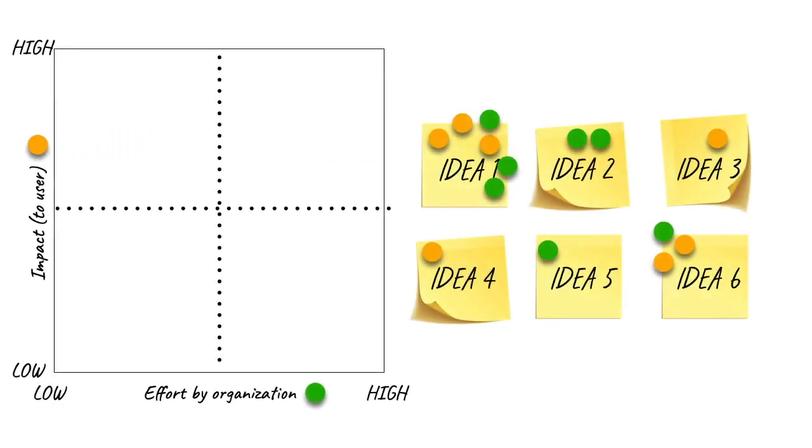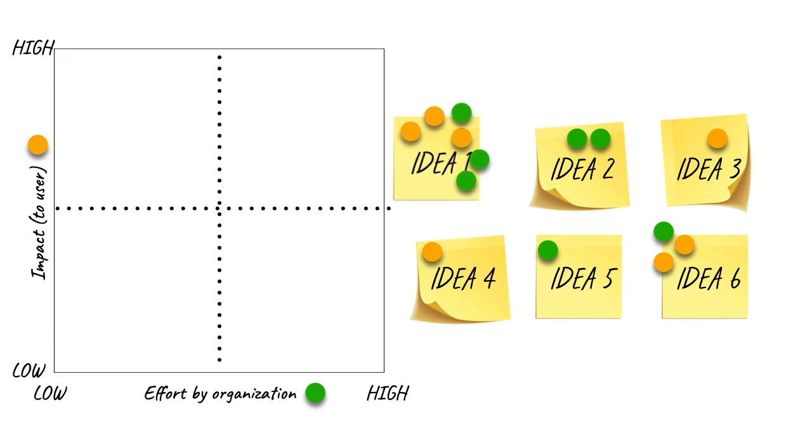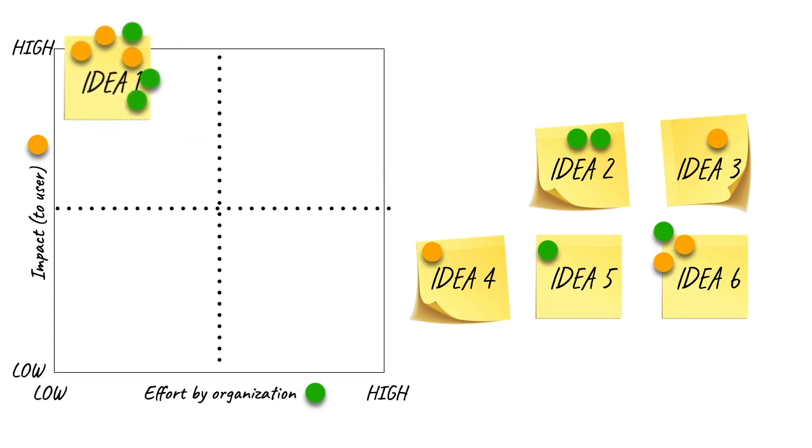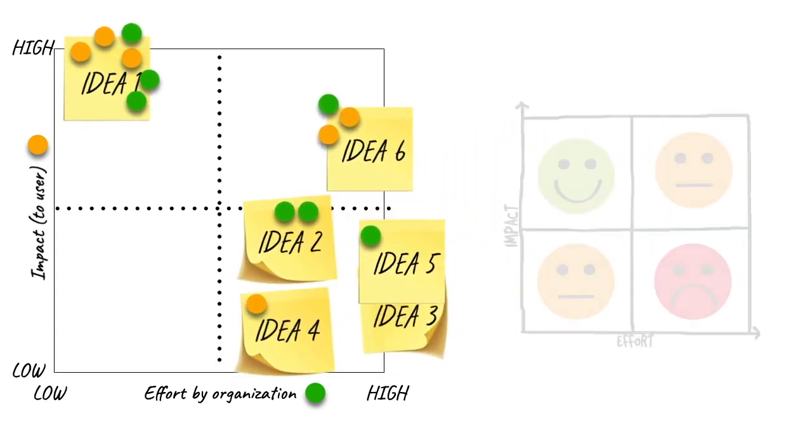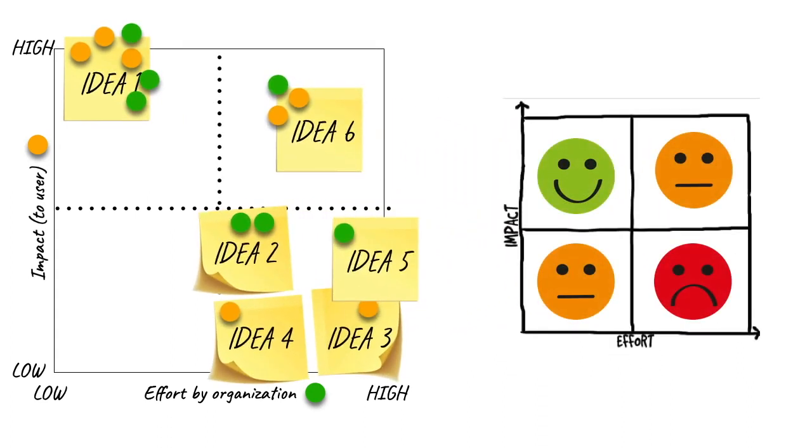Next, we need to draw the impact effort chart or the prioritization chart and place the respective post-it notes in the respective regions of the chart. Look at idea 1. It has the highest vote on users' impact and the highest vote when it comes to the effort required by the organization. So, it will be placed here. The remaining ideas should also be placed in the respective columns of the prioritization matrix. Based on the new placement, we can see that idea number 1 is the idea that the team should prioritize, and that is how decisions are made.